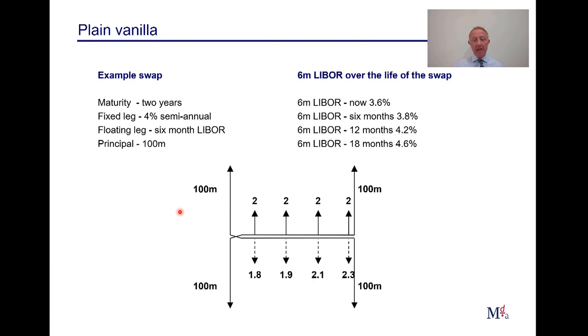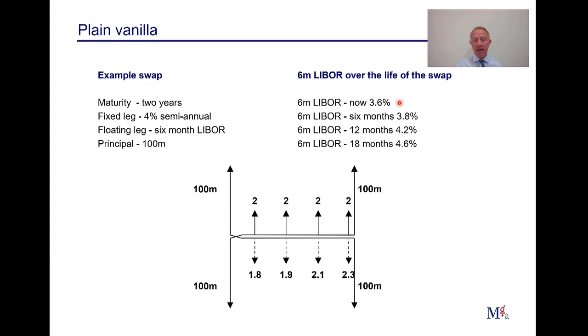Here's another diagram illustrating how an interest rate swap works. This one's based on 100 million again. This time it's a 2-year swap, and on the fixed side it's 4% semi-annual. So 4% is for the year, it's semi-annual, 2 payments a year, and that means it's going to be roughly 2 million every 6 months. And we can see every 6 months we have these cash flows of 2 million.